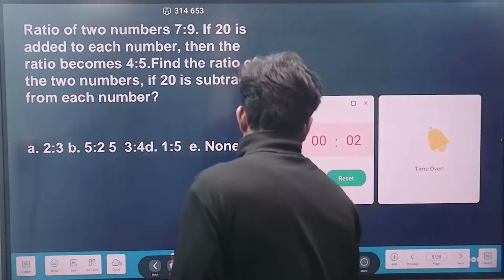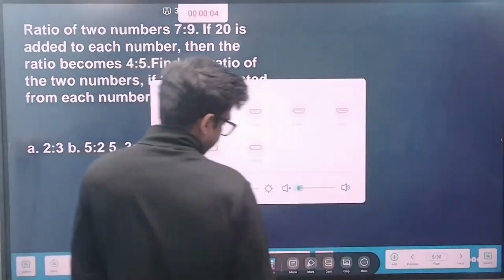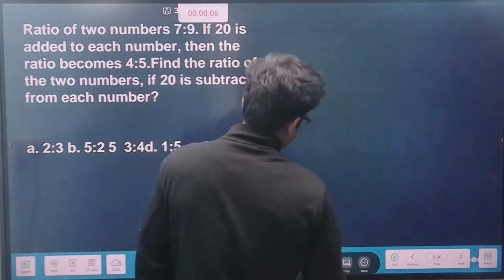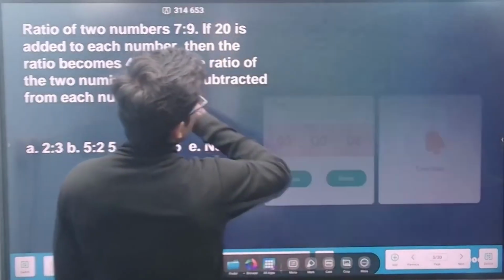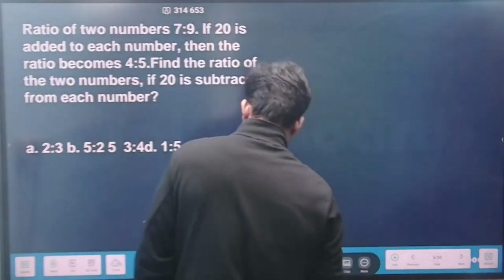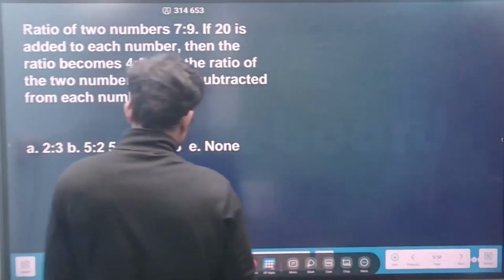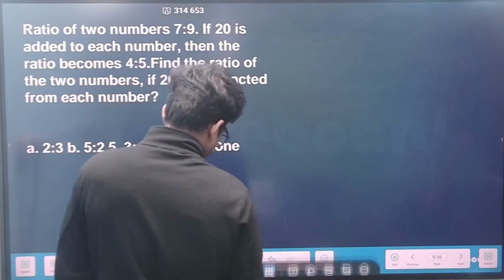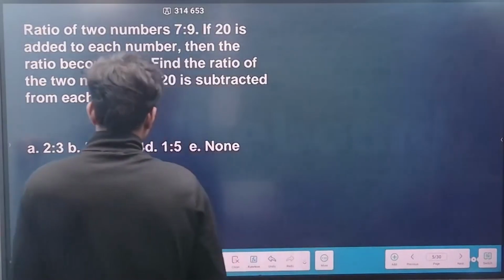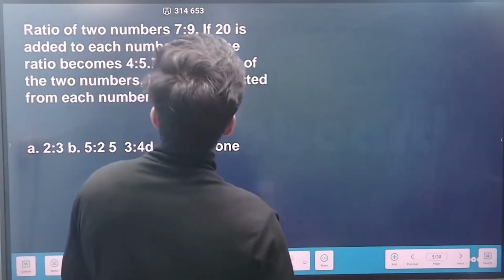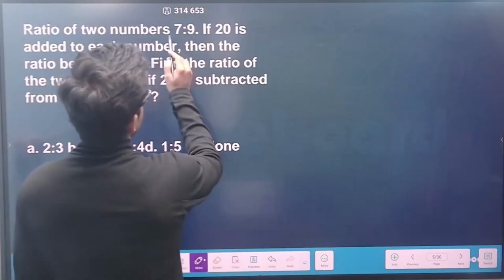So guys, time is up now. So let me try now. Okay. So let's read. The ratio of two numbers is 7:9.